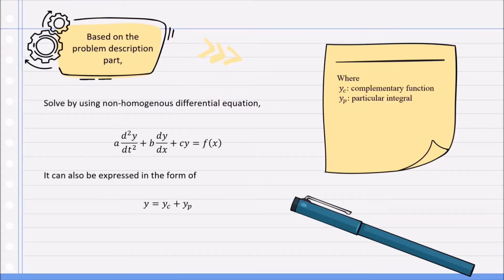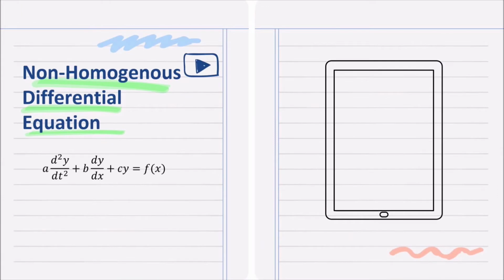As seen in the problem description part, the final equation we obtained is a second order differential equation. So it can be solved by using a non-homogeneous differential equation in this form, where A, B, and C are constants. It can also be expressed in the form of y equals yc plus yp, where yc is our complementary function and yp is the particular integral. Now, we must solve the question by using the non-homogeneous differential equation.